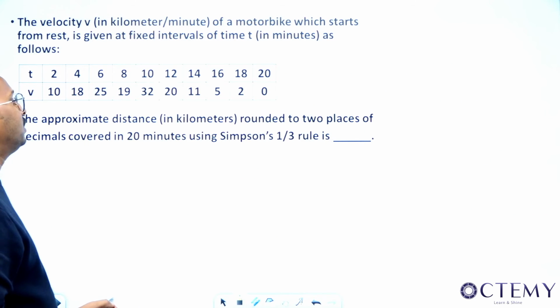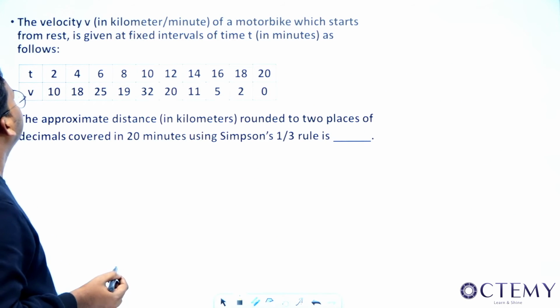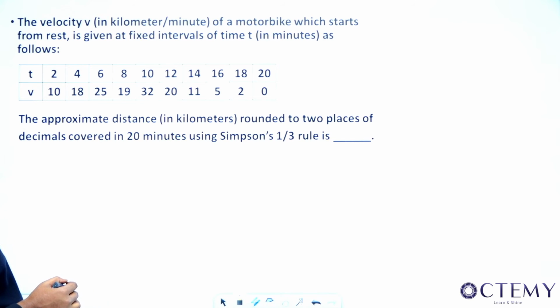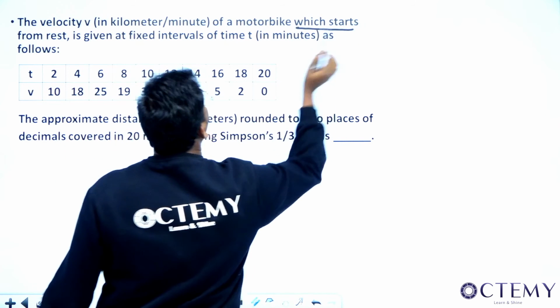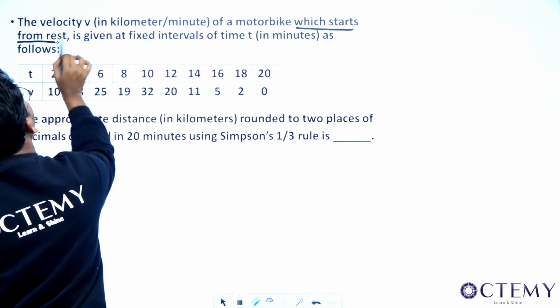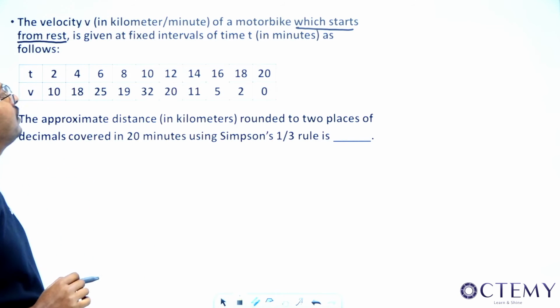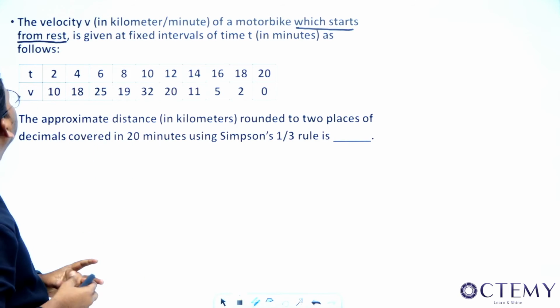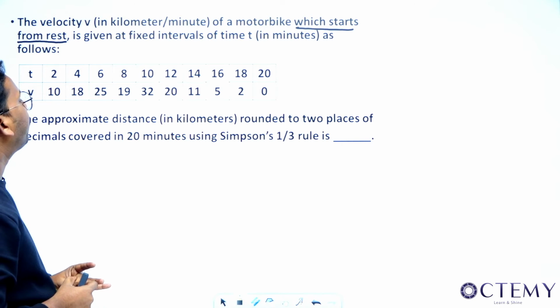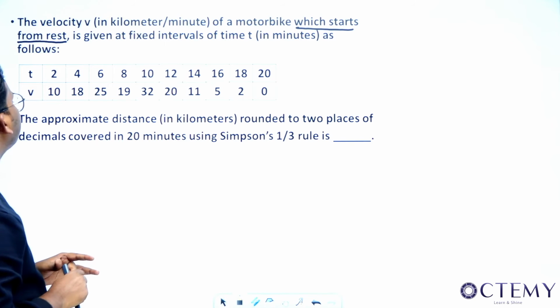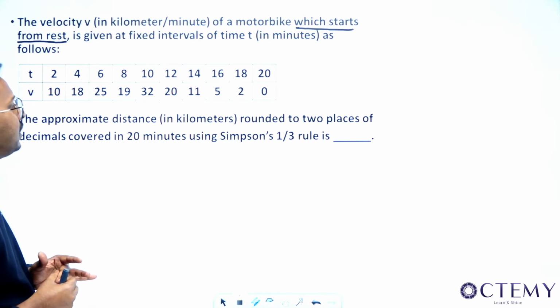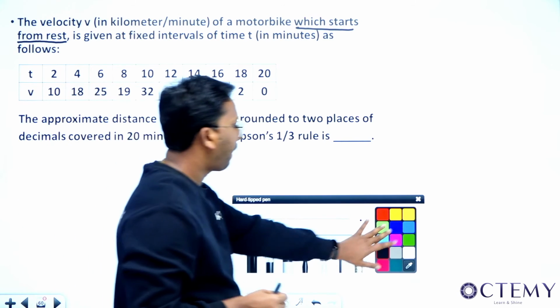Now this is a very important question I want to tell you. The velocity v in kilometers per minute of a motorbike which starts from rest is given at a fixed interval of time t in minutes as follows. The approximate distance, rounded to two places of decimals, covered in 20 minutes using Simpson's 1/3 rule.